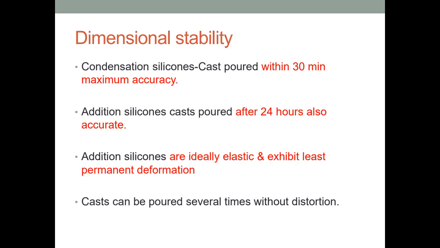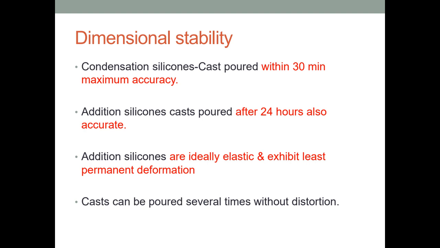Then we come to dimensional stability. Condensation silicones are less stable than addition silicones. Whenever you are using a condensation silicone, it should be poured within 30 minutes, because after 30 minutes the dimension can change. So you have to pour very fast. That's why condensation silicones are less used in the clinic, because if you do not pour your impression within 30 minutes, it can distort.